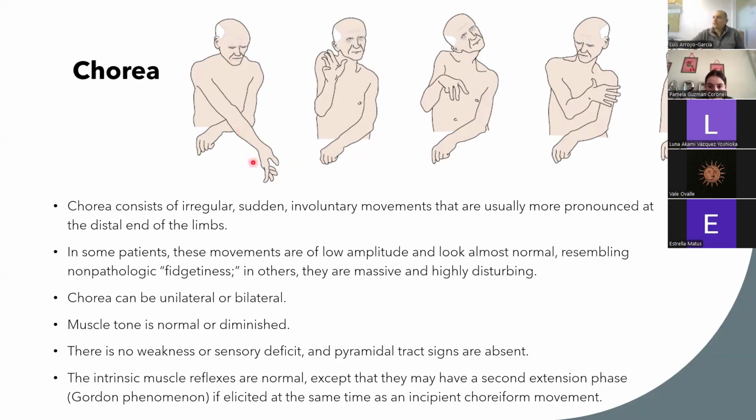In chorea, what we will have is movement more pronounced at the distal part of the limbs: sudden, involuntary and irregular. The difference between some of them is low amplitude, which sometimes makes it difficult to recognize from a normal movement. It could look like a person is deciding to do the movement, but the patient is not conscious of this.